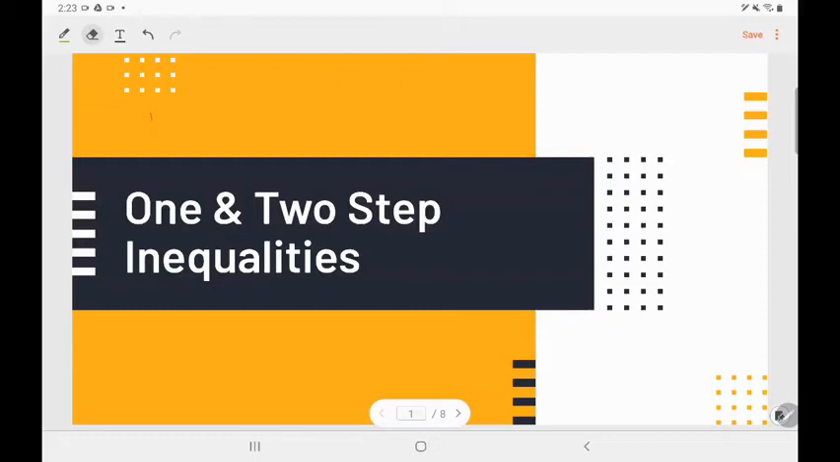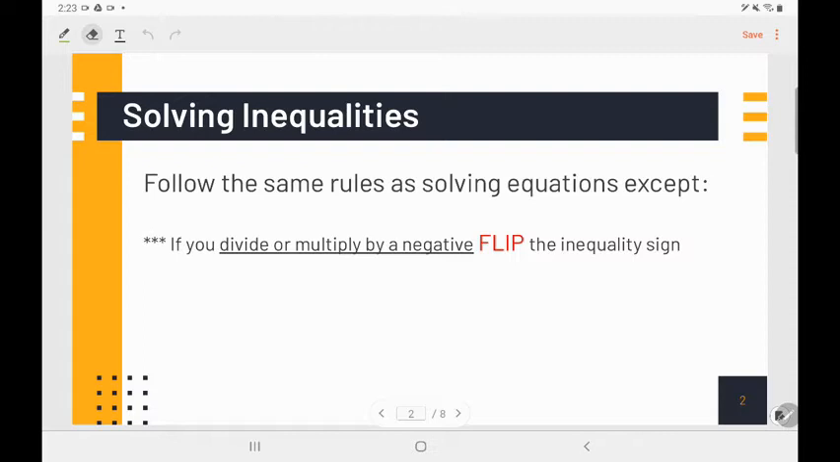Today we're going to talk about one- and two-step inequalities. So yesterday we talked about writing and graphing them, and today we're going to talk about solving them. So first off, solving inequalities.